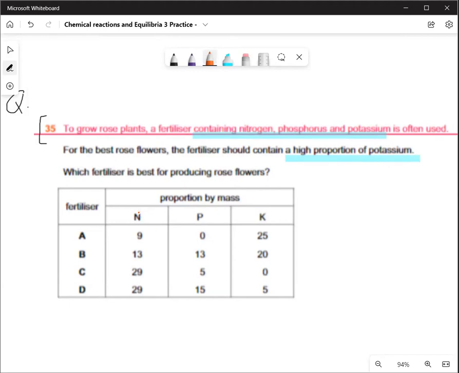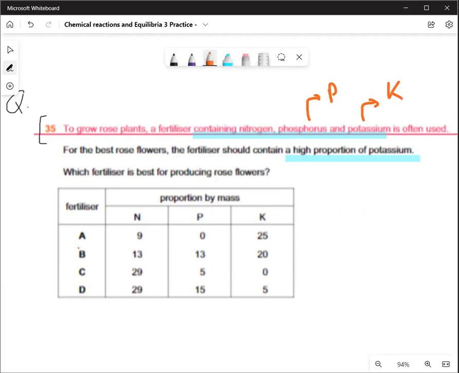Now you first tell me what is N over here. N is for nitrogen, P is for phosphorus. Not potassium, never. P is for phosphorus. And what is K? K is for potassium.